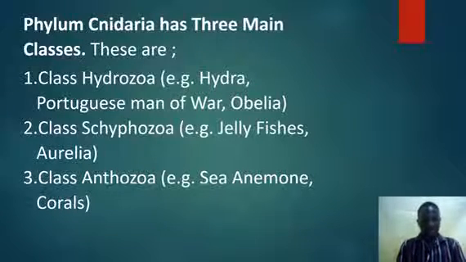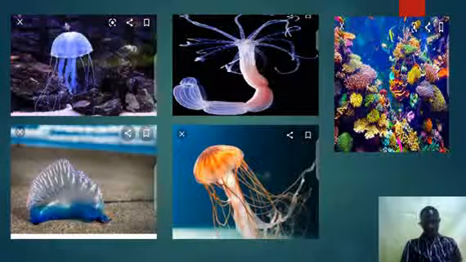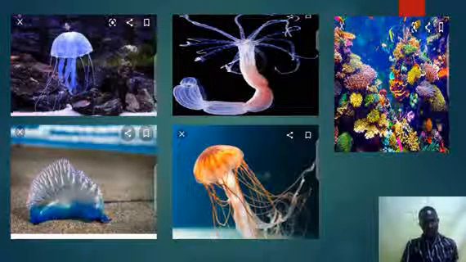We have class Scyphozoa, and we have the jellyfish and then the Aurelia. These are organisms under the class Scyphozoa. Then we have the class Anthozoa. We have the sea anemone and then the corals. These are the three main classes we can talk about under the phylum Cnidaria.